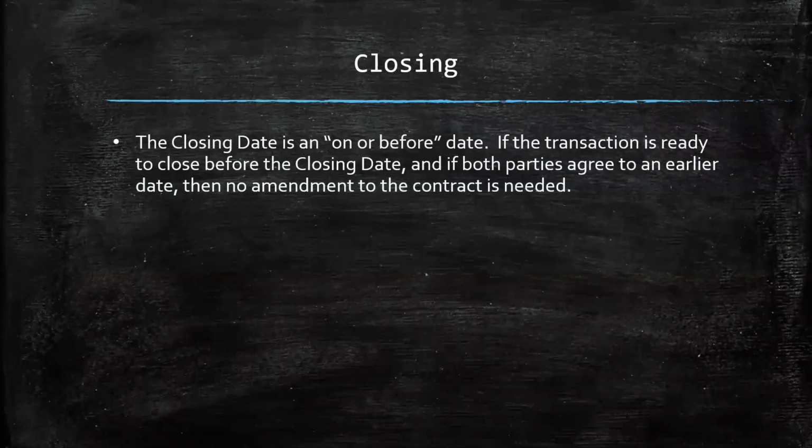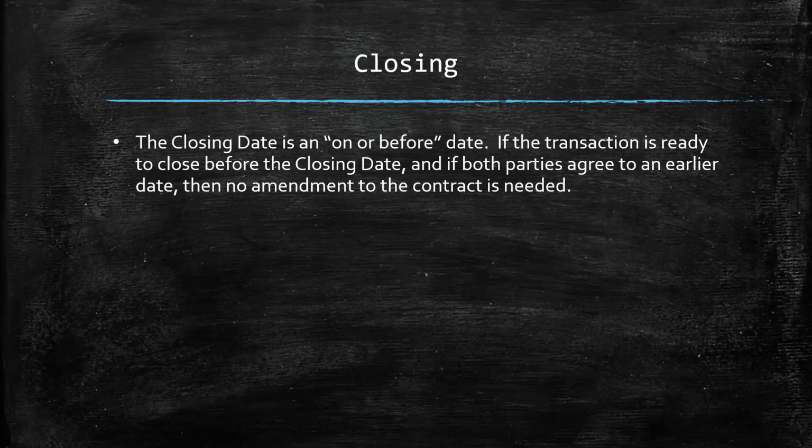The closing date is an on or before date. It's written into the contract. The closing will be on or before whatever date we write in. So if the transaction is ready to close before the written closing date, and if both buyer and seller agree to an earlier date, then we don't need to amend the 1 to 4 contract for the earlier date because it says right in the contract that the closing will be on or before that particular date.